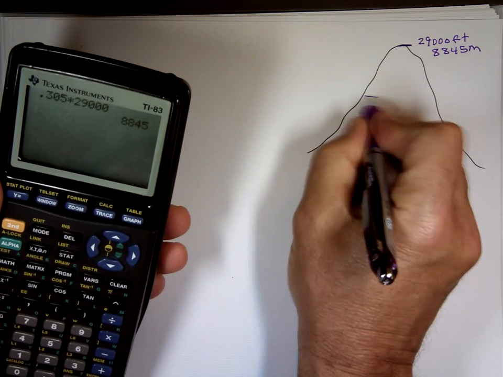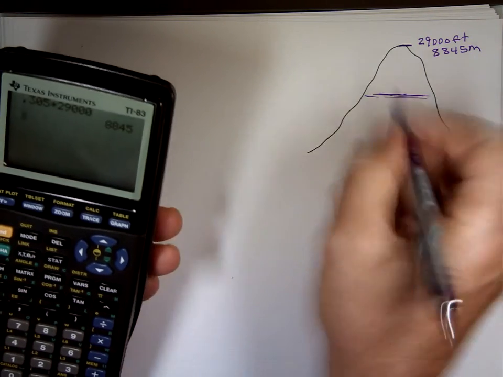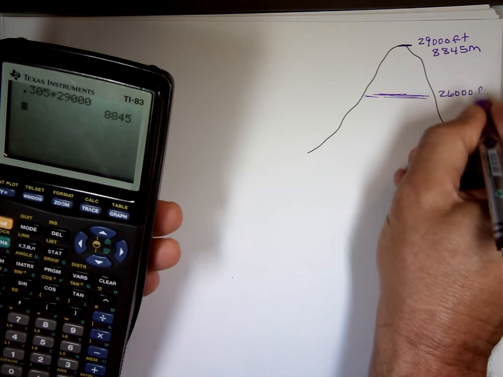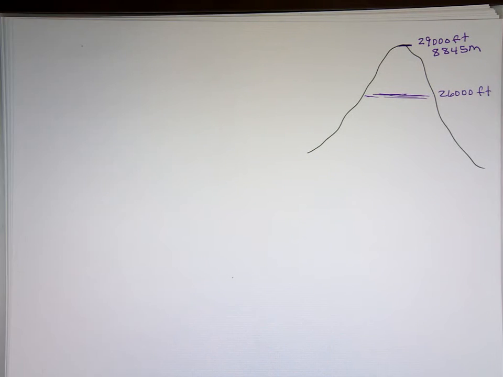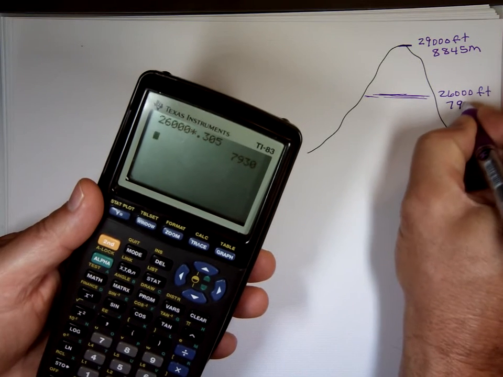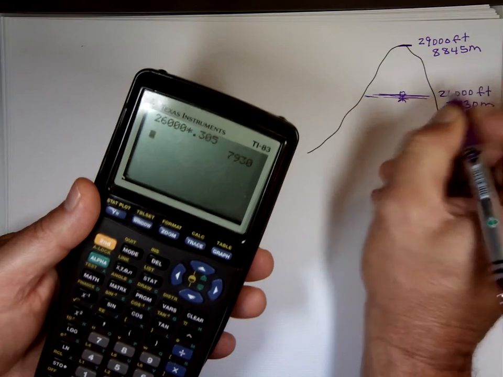You've been climbing for like a week, and you're at this point now. You are at the last leg of the climb. Let's say 26,000. You have 3,000 feet to climb left. So 26,000 feet, how high in meters? That's 26,000 times 0.305. You are at 7,930 meters high. So you are standing here, and your goal is to go right here.